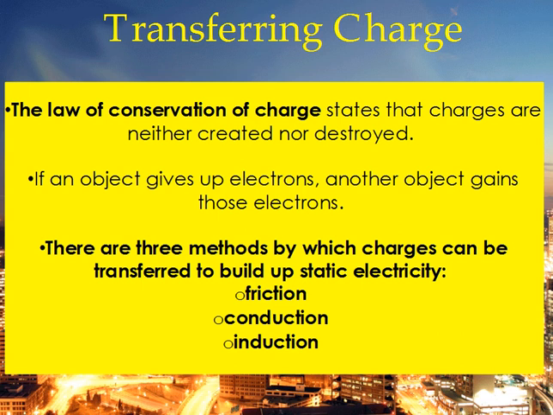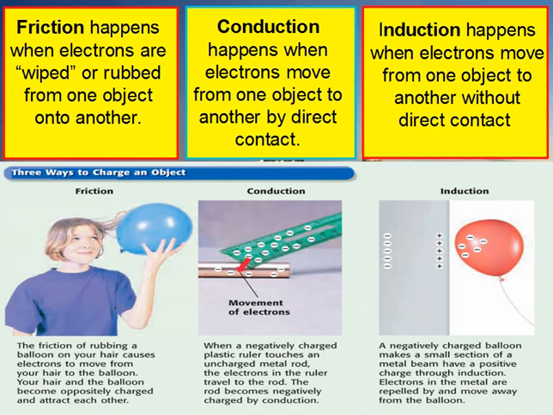And there are three methods in which charges can be transferred to build up static electricity. These are the three words that you're going to use to fill out that reinforcement charge homework sheet that you also picked up yesterday. Friction, conduction, and induction. Now these words, we've already heard of two of them. We know what friction is. Friction is when two things rub together and it creates heat.